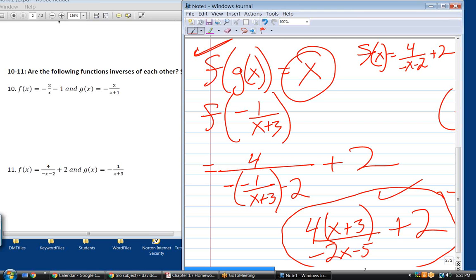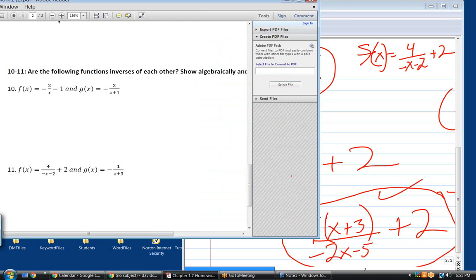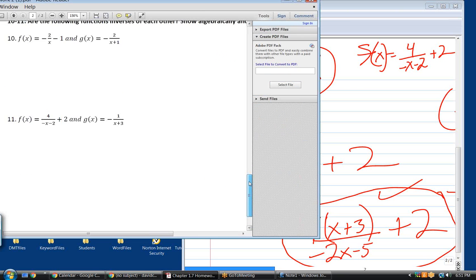But even this is pretty hard to do. Yeah, it is. As you can see, it was not easy to do any of these. The algebra.